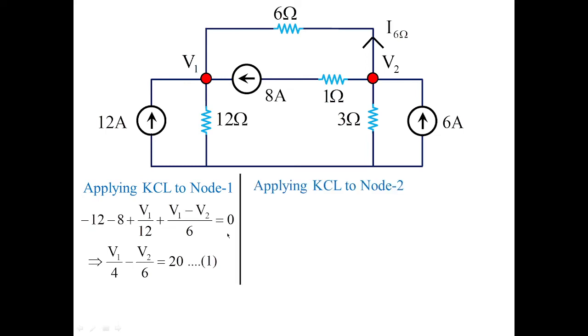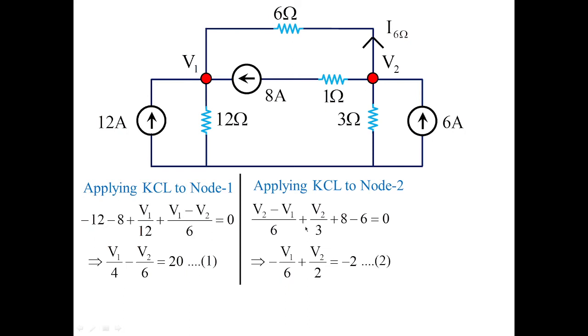Now applying KCL at node 2, this node also has 4 branches. One branch is V2 minus V1 by 6 ohms, the current which is I6 here. Another branch current you can see is V2 by 3. 8 is outgoing, that is why it is plus 8. And 6 amperes is incoming, that is why it is minus 6, equal to 0. So this gives us the second equation as minus V1 by 6 plus V2 by 12 is equal to minus 2.